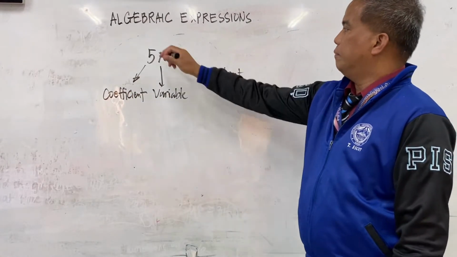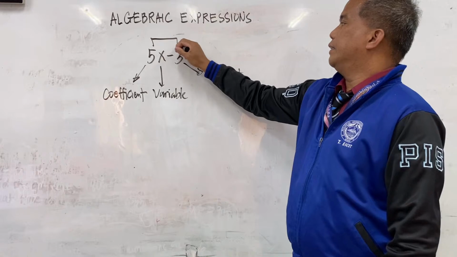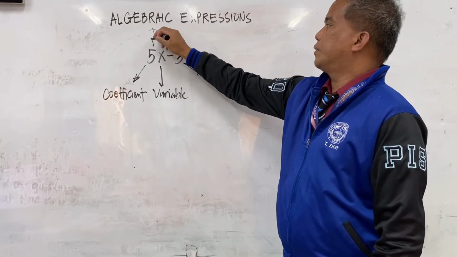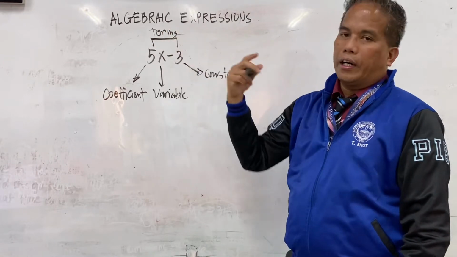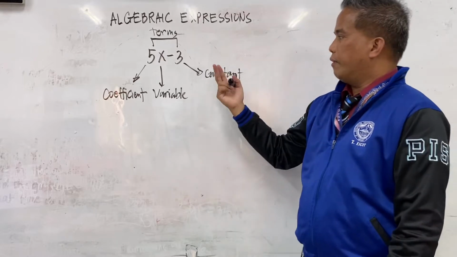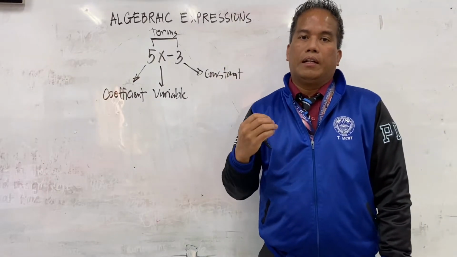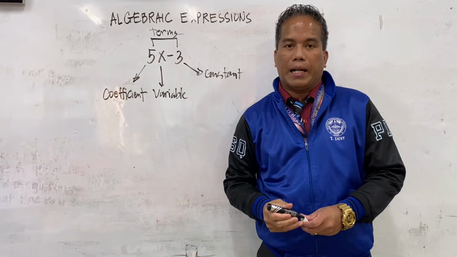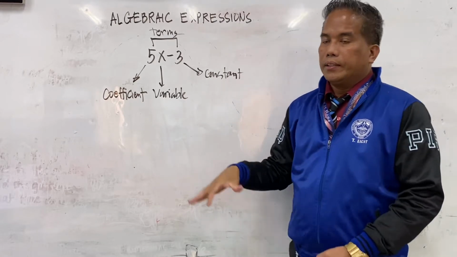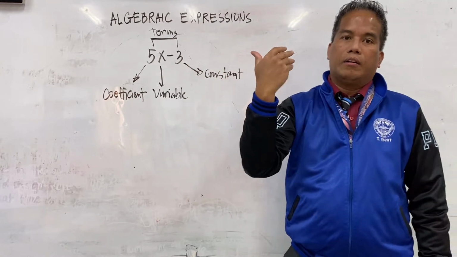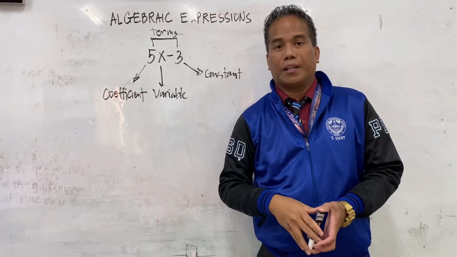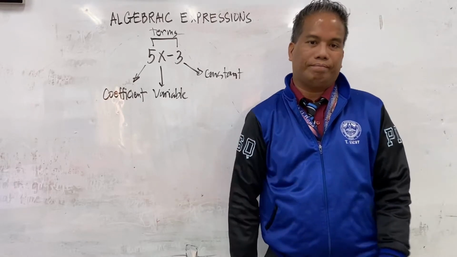And then we have 5x and negative 3 as the terms. So there are two terms in this given example. When we say term, it is separated by plus and minus sign. So in this example, we use the operation subtraction. Okay?